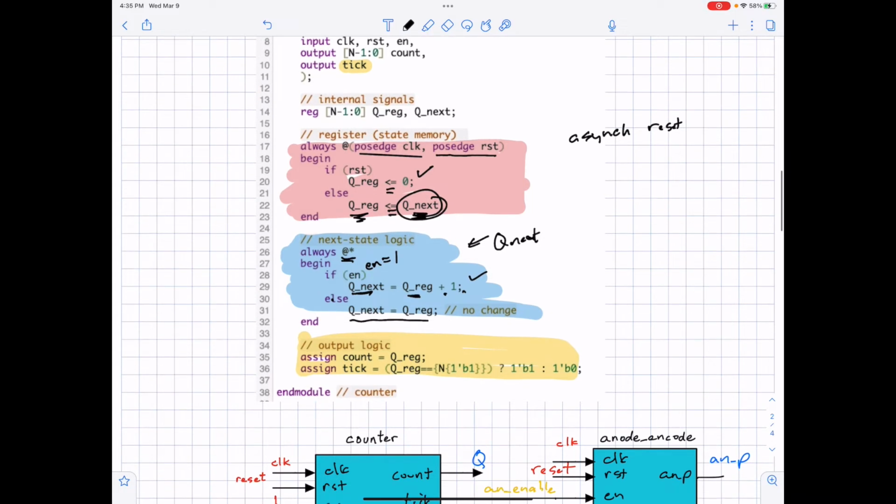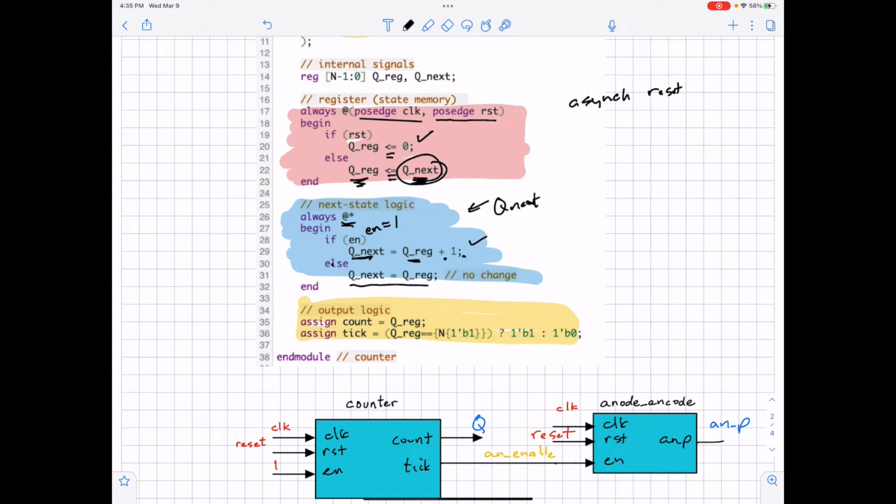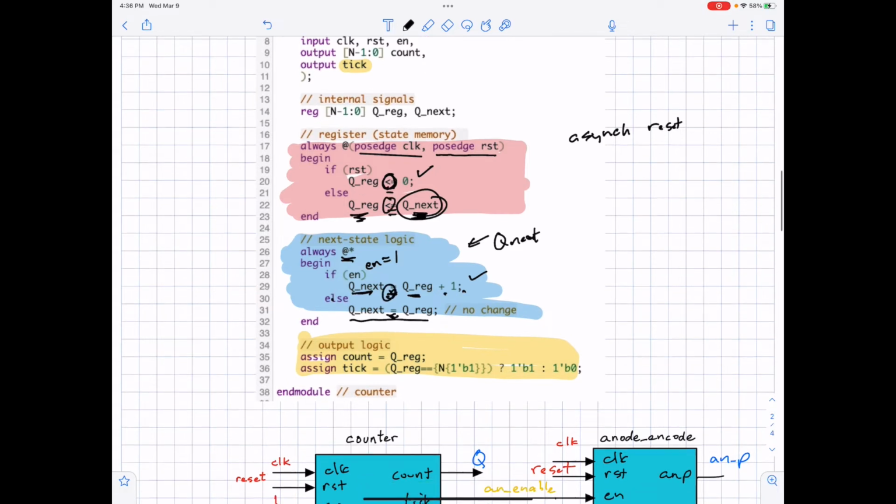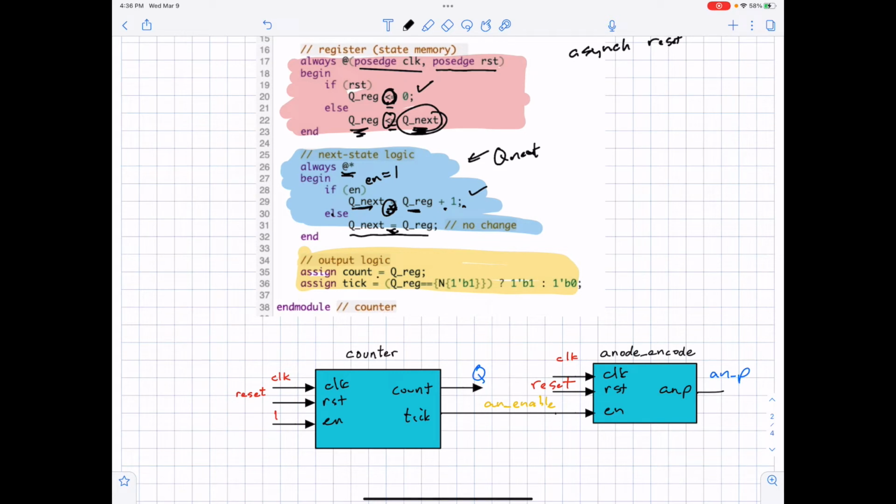All right. And then finally, we get to our output logic, which is also combinational. Notice the equal signs are regular equal signs within the next state logic. The equal signs are the non-blocking statements here. These are blocking, these are non-blocking. Okay, so again, blocking statements on the output logic. In this case, it was such simple logic, we didn't even use an always block. We just assigned it. We assign the count to the Q register, and then here's an interesting notation.